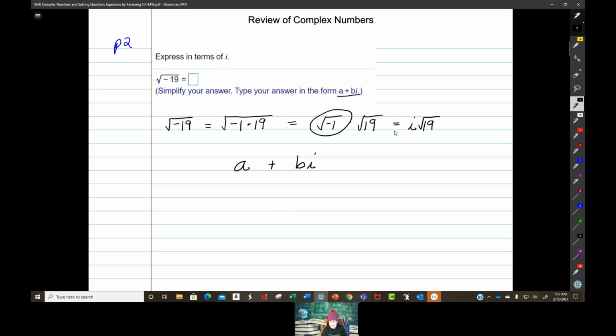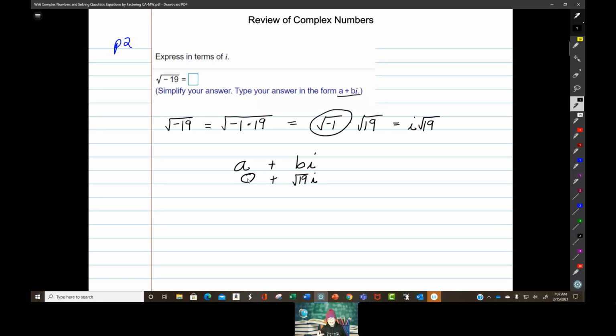The square root of 19 times i is going to be written like this. But make sure your i is on the outside of the square root sign. Well, what do I put here? There is no real part, right? The only thing is i times the square root of 19. So you're going to write that as the square root of 19 times i and put a 0 here. So 0 plus the square root of 19 times i is your answer. That's how you would write it.